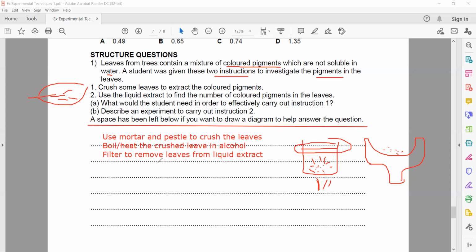Is it clear till now, this point? How we carry out instruction 1? Is it clear to everyone?